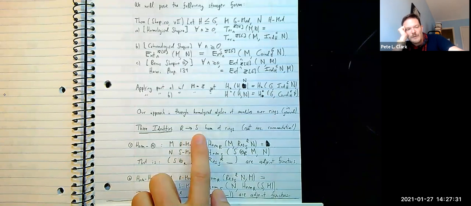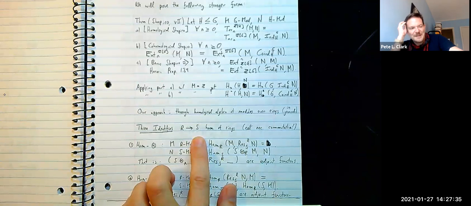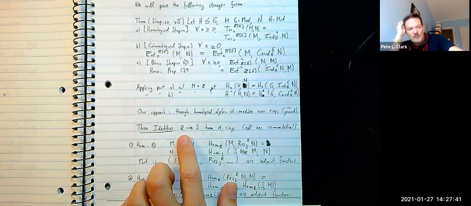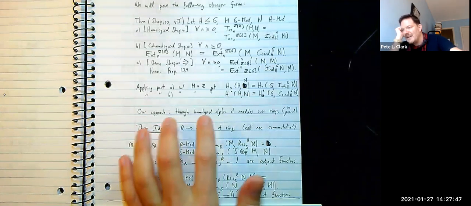Okay, so I have a homomorphism of rings. I am not allowed to assume that these rings are commutative because, spoiler alert, in order to deduce what I want, the homomorphism of rings is going to be the homomorphism from the group ring of H into the group ring of G. So in my intended application, if G and H are non-commutative, then these rings are not going to be commutative.